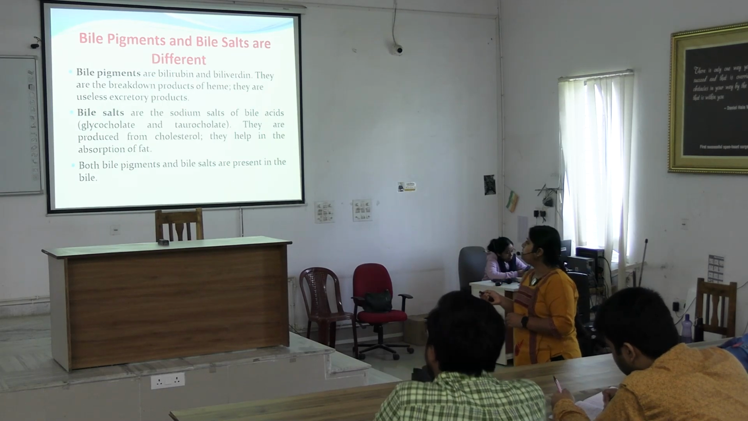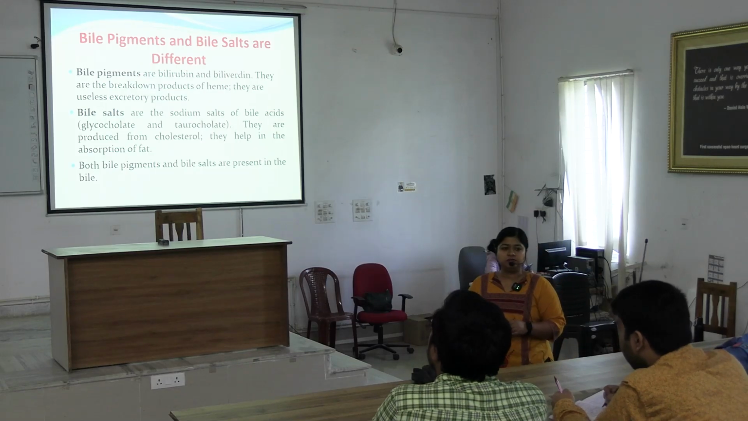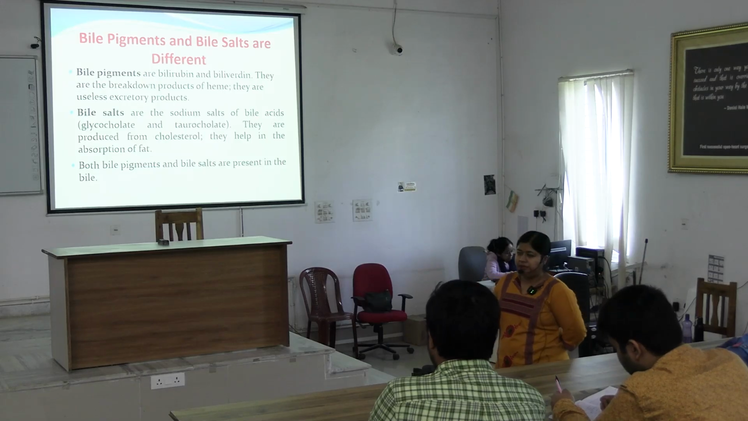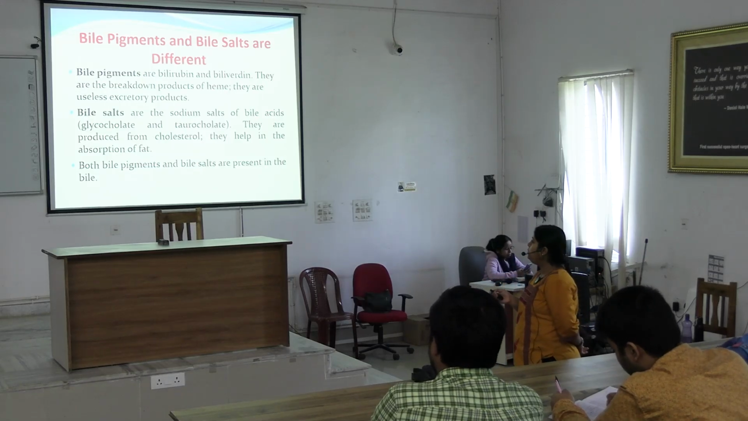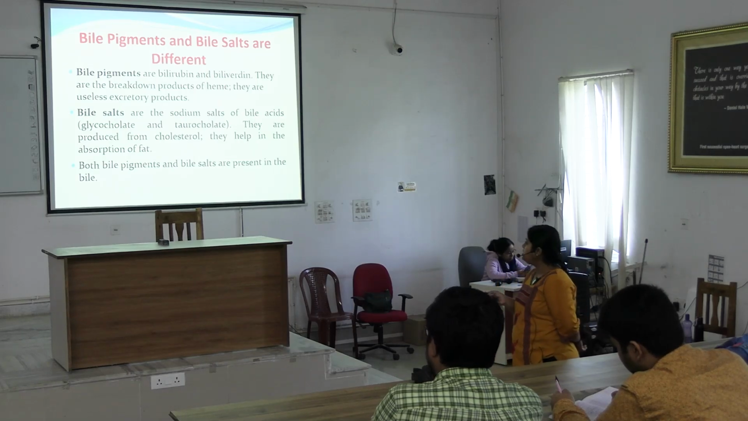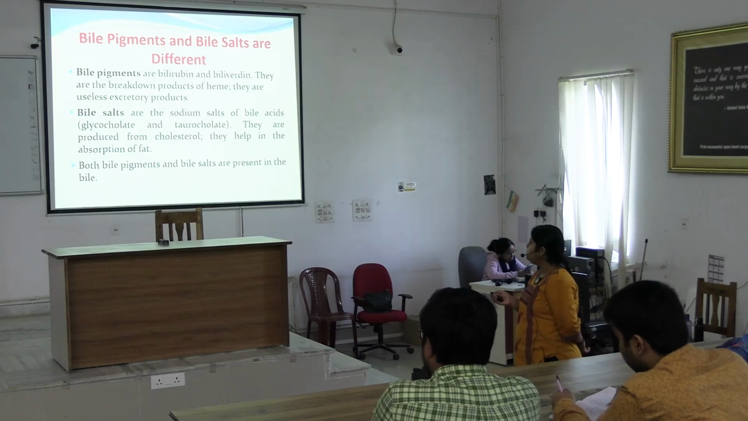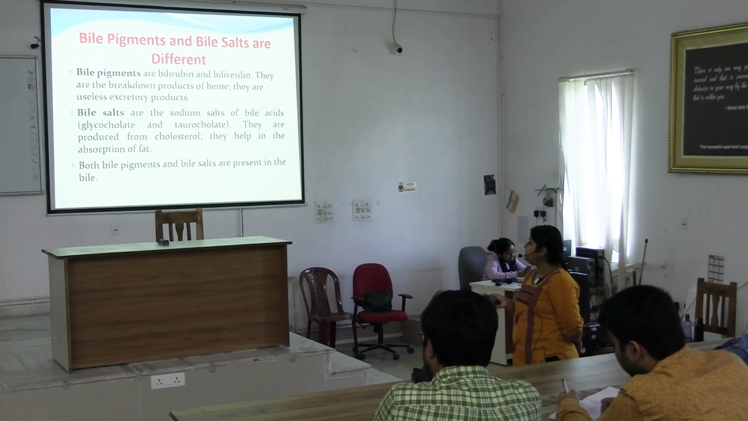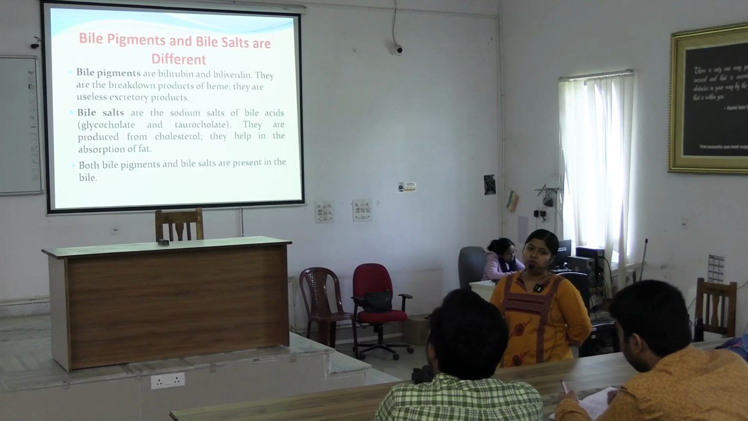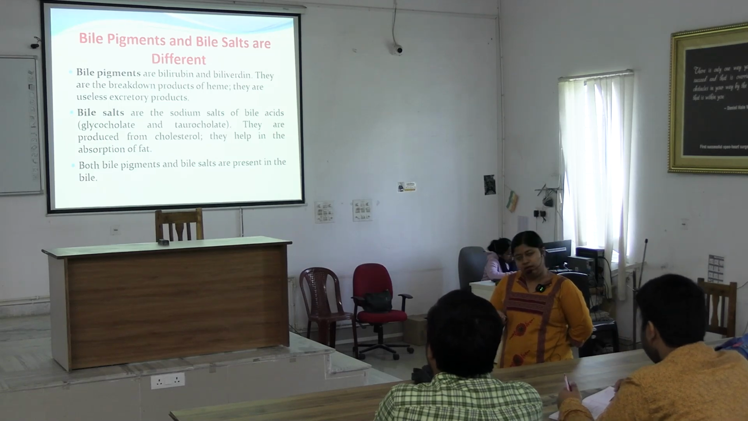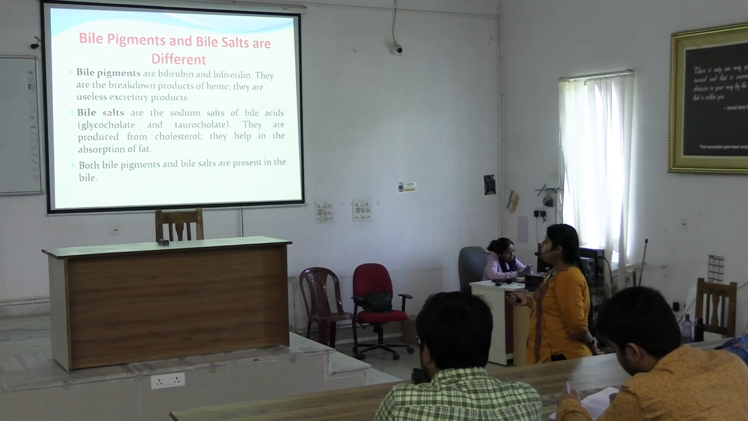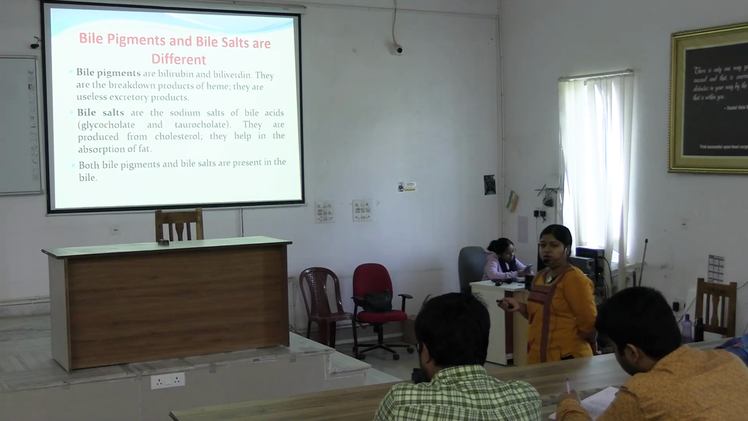Now, what is the difference between bile pigments and bile salts? Bile pigments, as I just told, are bilirubin and biliverdin and their derivatives, whereas bile salts are the sodium salts of bile acids. Bile acids means glycocholic acid or taurocholic acid. So bile salts are sodium or potassium salts of bile acids, that is, sodium or potassium glycocholate or taurocholate, right?